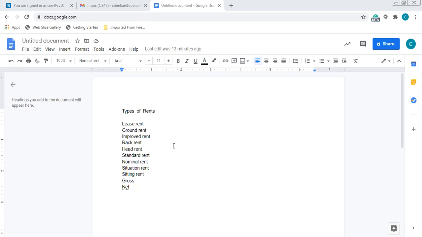ओके. आलंय लक्षामध्ये हेड रेंट म्हणजे काय असतं? If still you are having the doubt, you can ask me. Head rent is what? Okay.